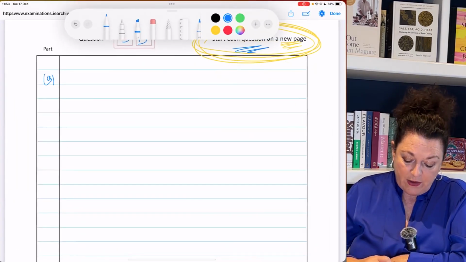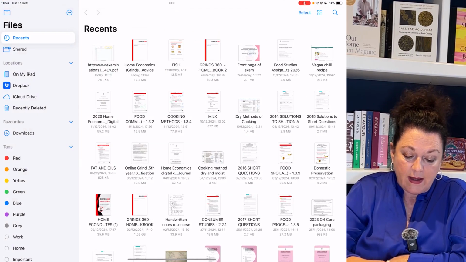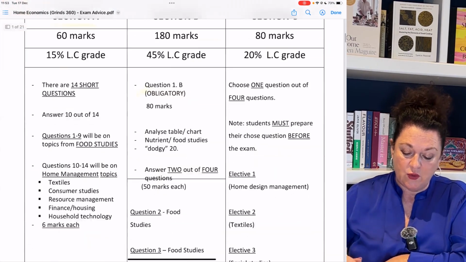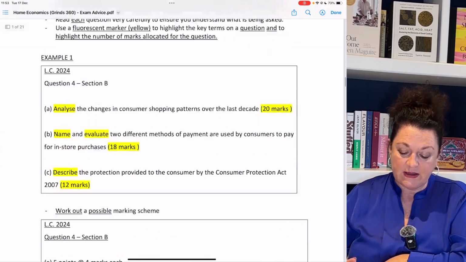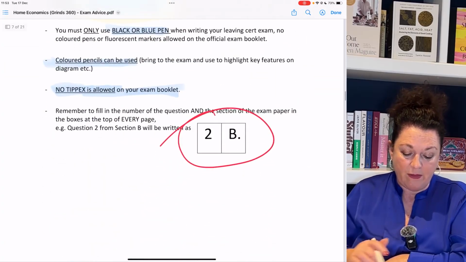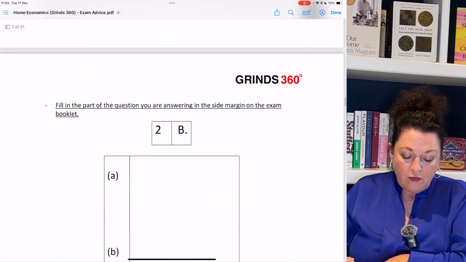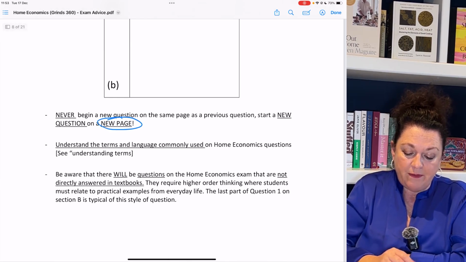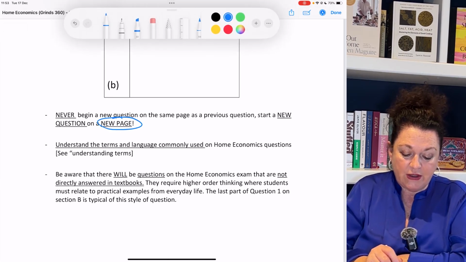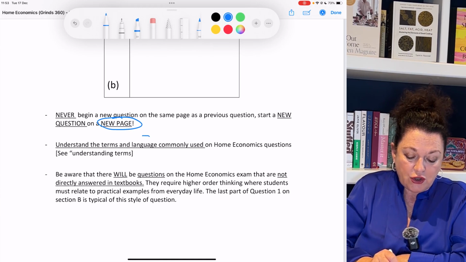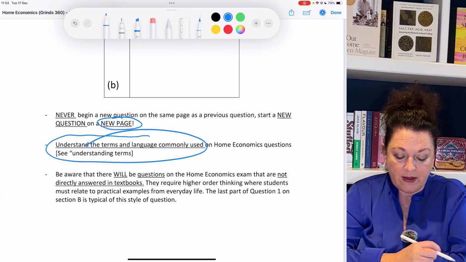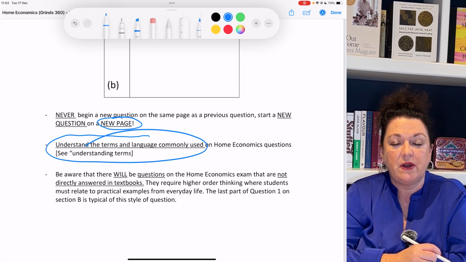So we'll go back there to our general advice, and we'll move on there. So that's, as I said, extremely important. Moving on there, never begin a question on the same page, start a new page. And finally then, understand the terms and language commonly used on a home economics question.